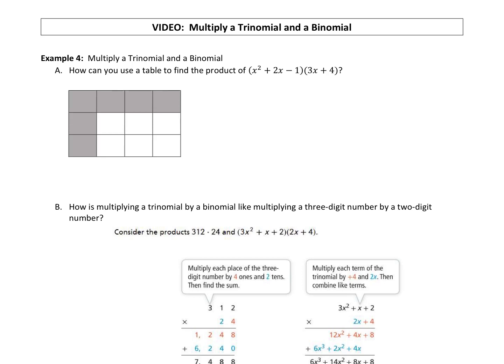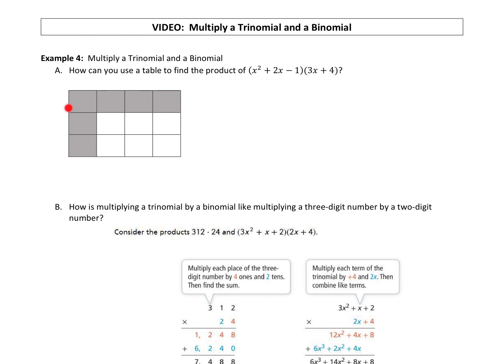So this whole lesson is on multiplying polynomials, and in each example we're just looking at multiplying a different combination of polynomials. So in this one, how can we multiply a trinomial that has 3 terms with a binomial that has 2 terms? So part A, how can we use a table to find that product?